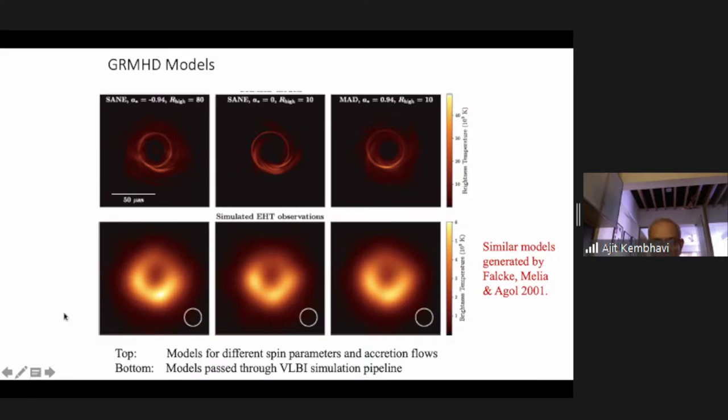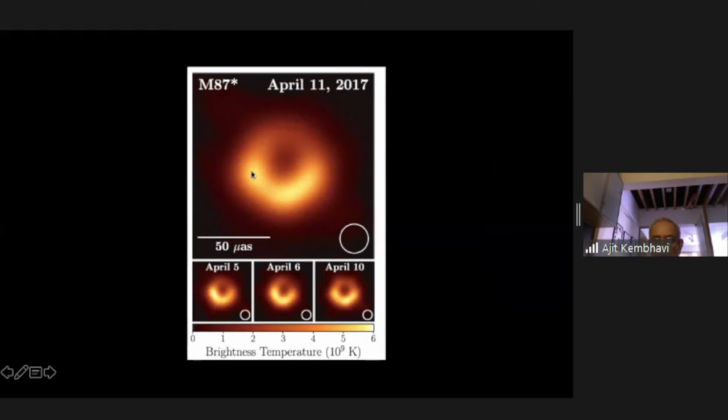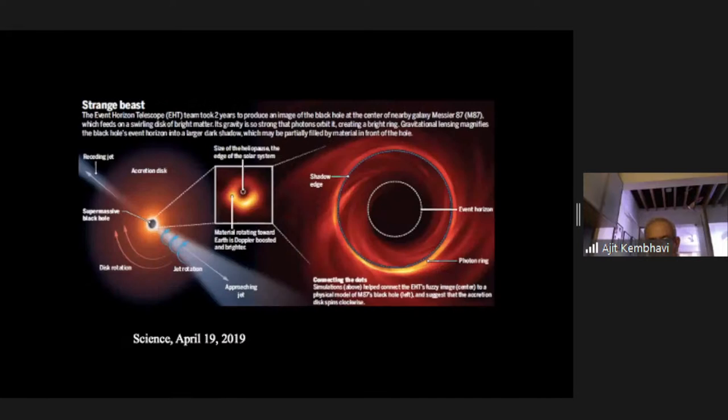This is amazing because these are numerical models which have been generated using very well done calculations, and you see that they exactly match the image that you have seen. So this was the first black hole image to be seen. And subsequently, a second black hole image of our galaxy also has been released a couple of months ago, but I shall not go into that.